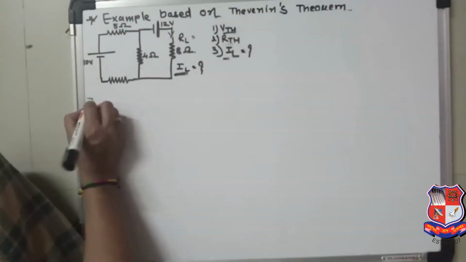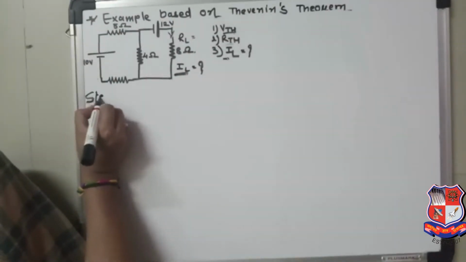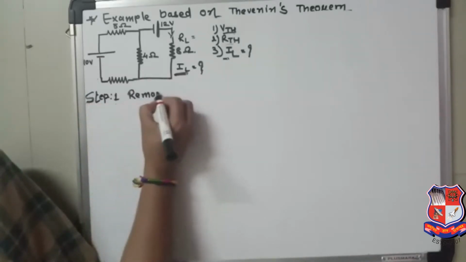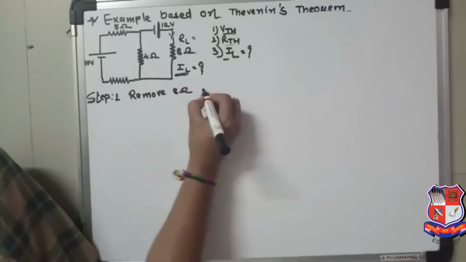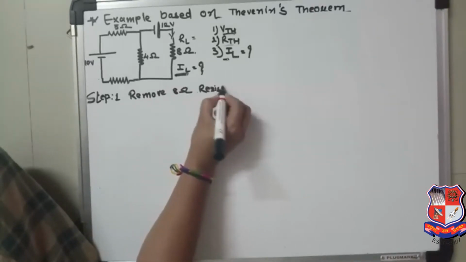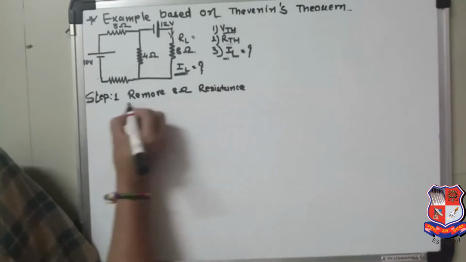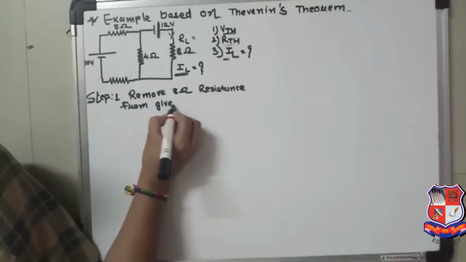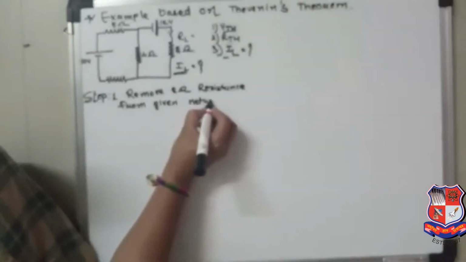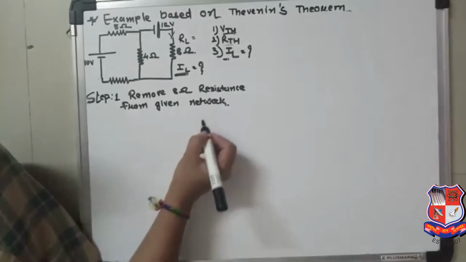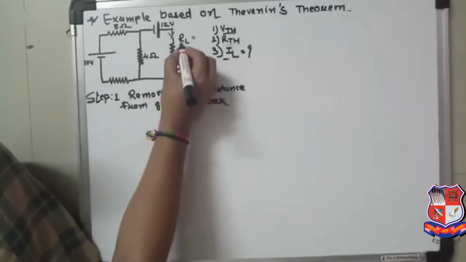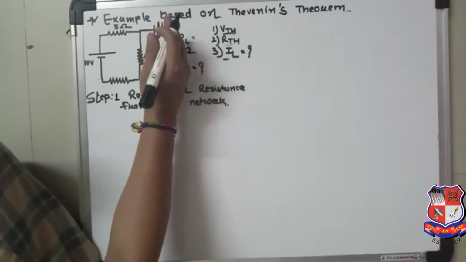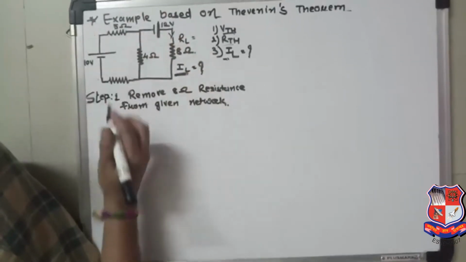So step number 1: remove the 8 ohm resistance from the given network. That means remove the 8 ohm load resistance through which you are going to find the value of the current, from the given network.